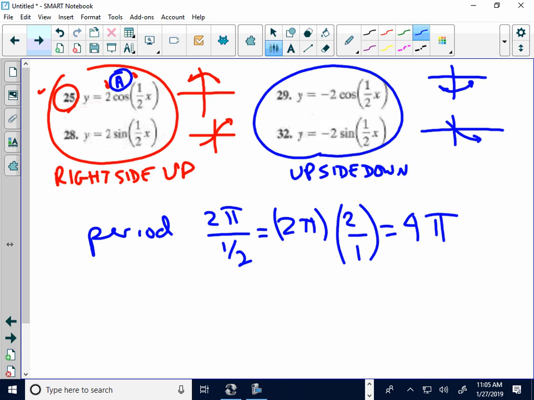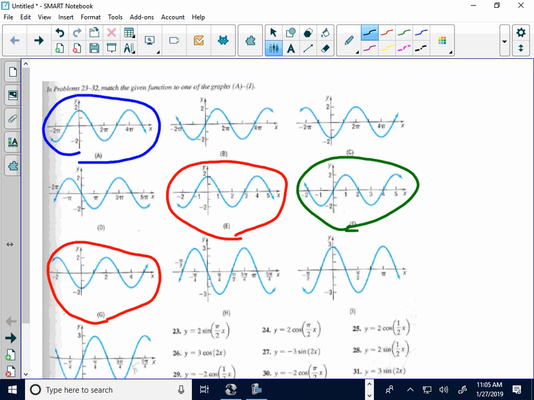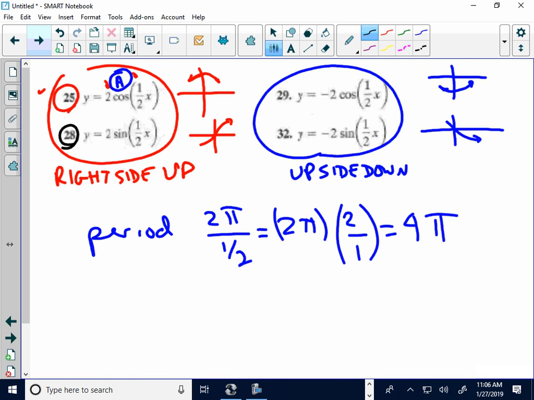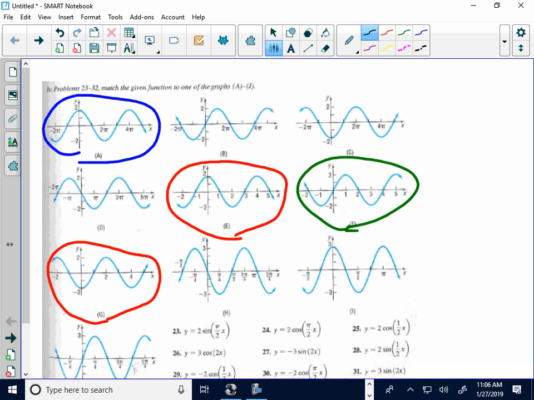Okay, how about right side up sine wave? Again, we're doing 28 now. Right side up sine wave, amplitude 2, period 4 pi. Okay, so this is a sine wave, amplitude 2, period 4 pi. So that's good. This is the one we want. And that was number, I wish I had it all on the same sheet, that was number 28. So this one's good for 28. Choice B. Right.